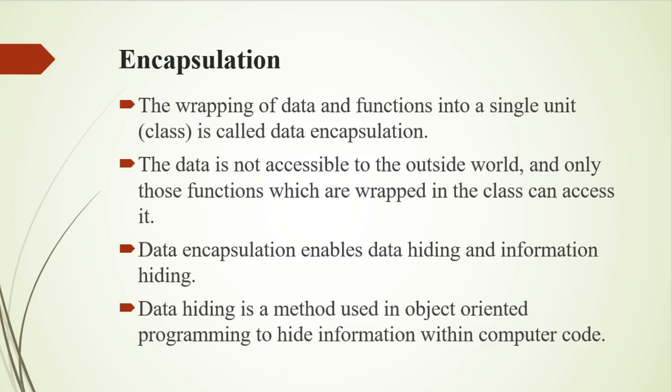Data hiding is a method used in object-oriented programming to hide information within computer code. Data abstraction is a programming technique that relies on the separation of interface and implementation. When you press a key on your keyboard, the character appears on the screen. You need to know only this, but how exactly it works electronically is not needed. This is called abstraction.